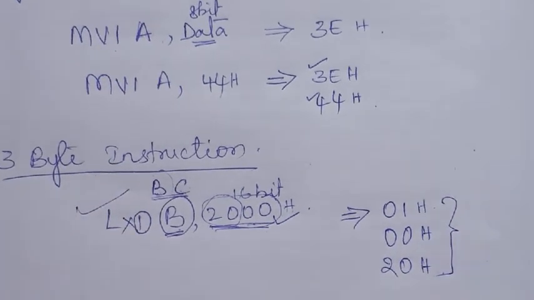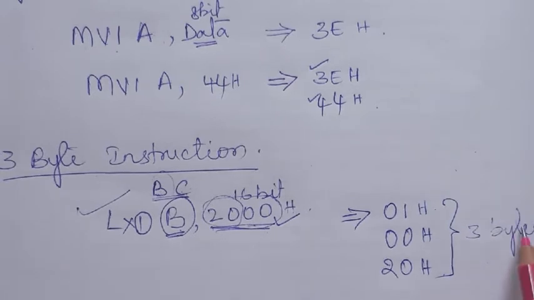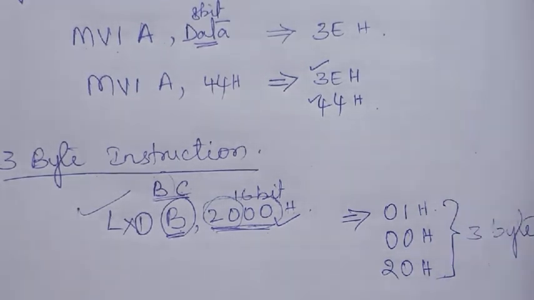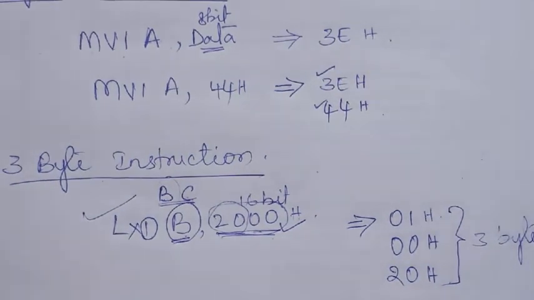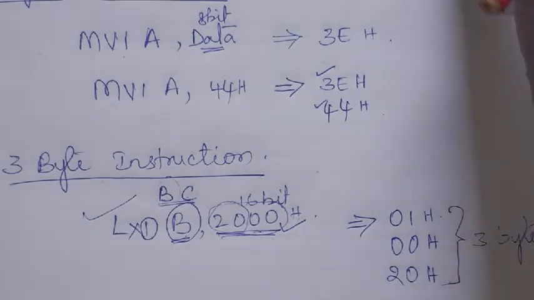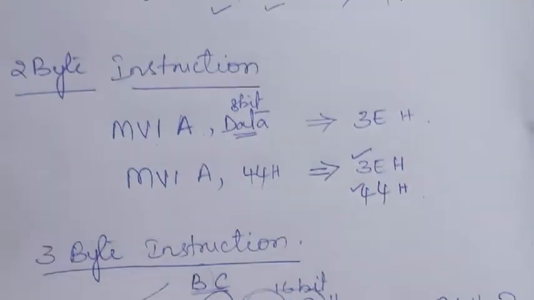That's why when you code this, this is the code for this particular instruction, which is of 3 bytes. So this is the 3-byte instruction. Now let's see with an example program how actually you'll write the program and execute the program. Let's take an example program.